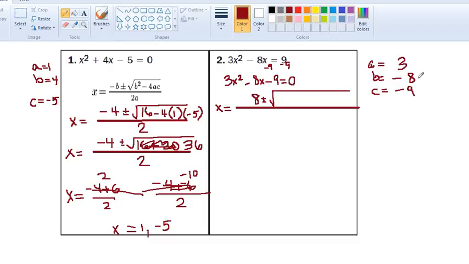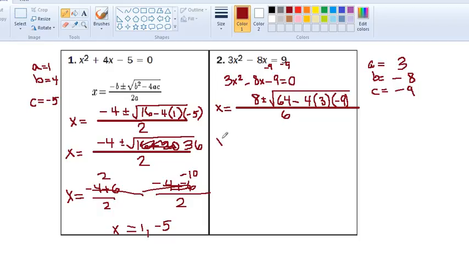of b squared. Now, b is -8, but we're doing -8 squared, so that's 64, minus 4 times a, now a is 3 in this case, times c, which is -9. And that's all over 2a. Now 2 times 3 is 6.